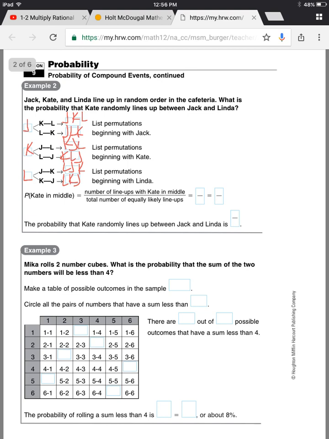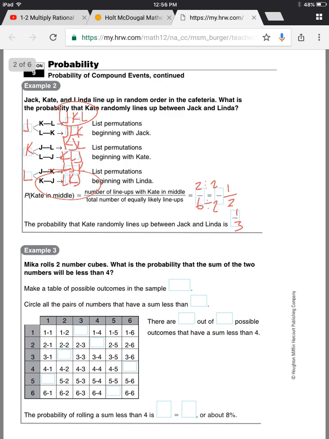We're going to find the number of lineups with Kate in the middle, because that's what the question asks. Kate's in the middle here, and she's in the middle there. Is she in the middle anywhere else? I don't think so. So that is 2 out of 6 possible lineups, and when you simplify and divide each by 2, you get 1 over 3. So the probability that Kate randomly lines up between Jack and Linda is 1 over 3.